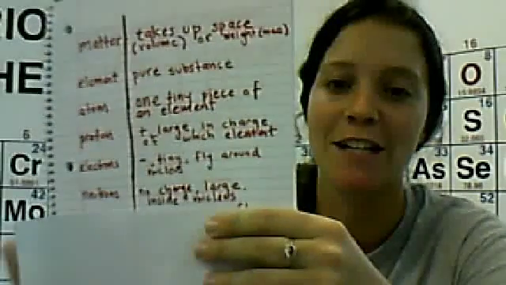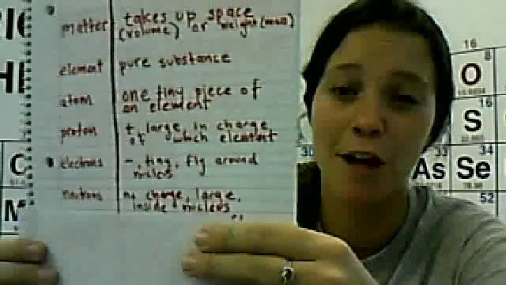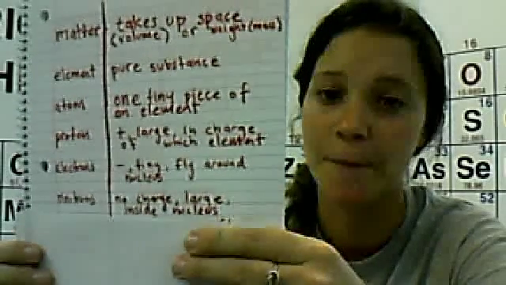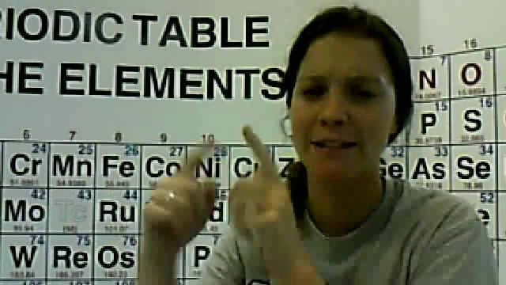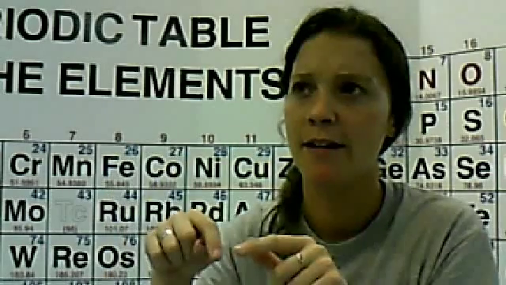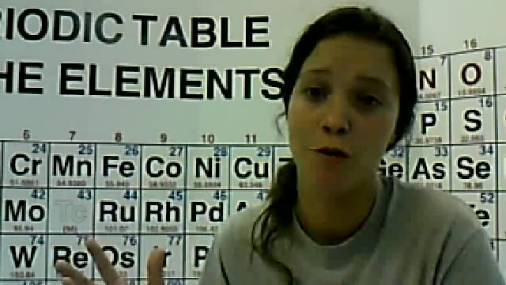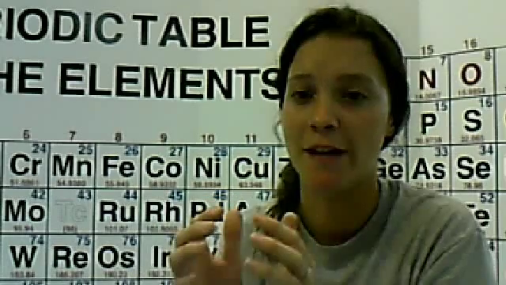The next part of our element that's also inside of our nucleus is the neutron. Our neutron has no charge, it's neutral. It's also large and it's inside the nucleus. So we have protons that are positive inside, and we have neutrons that are neutral, no charge. Those are also inside. But why things react, that has to do with the electrons.